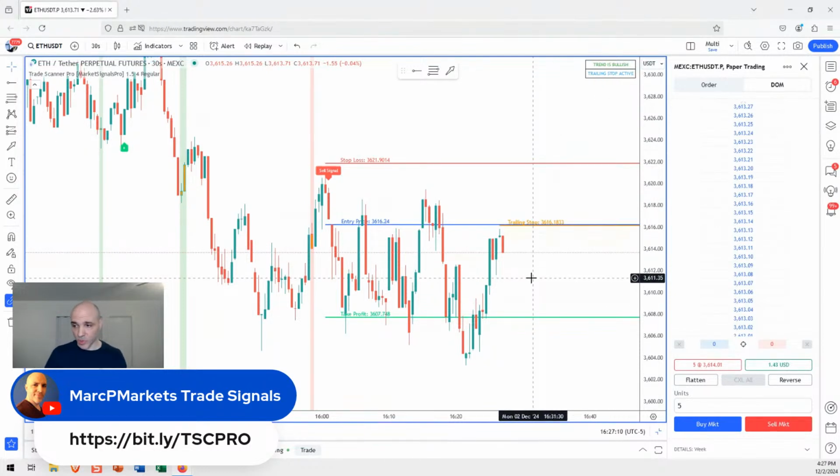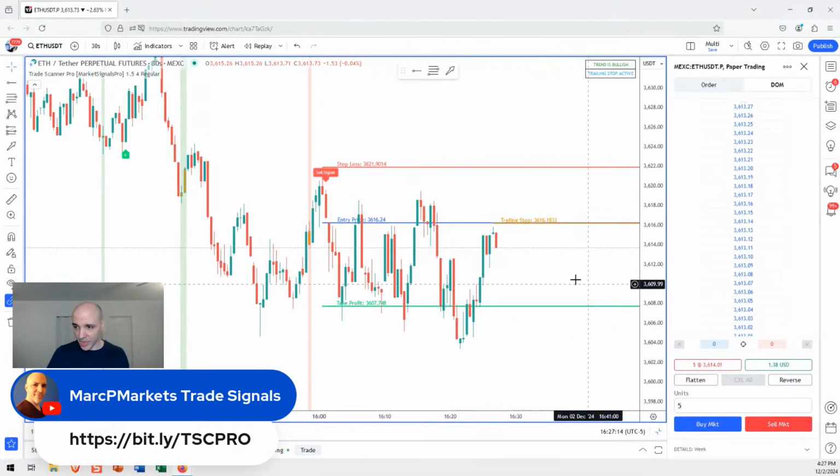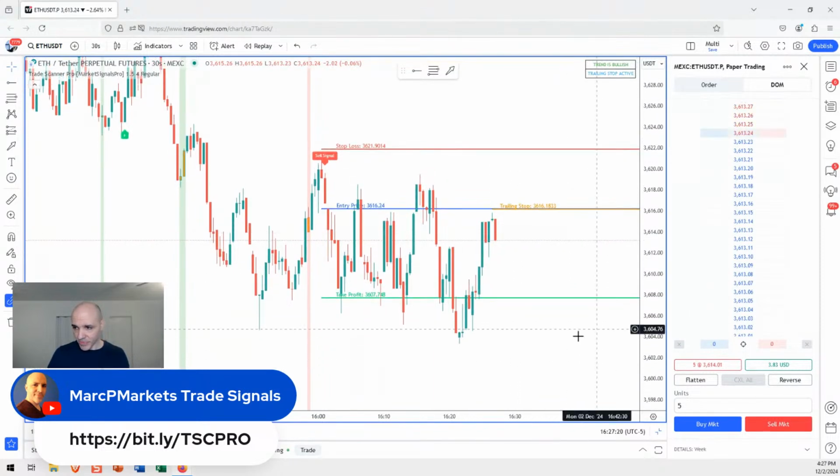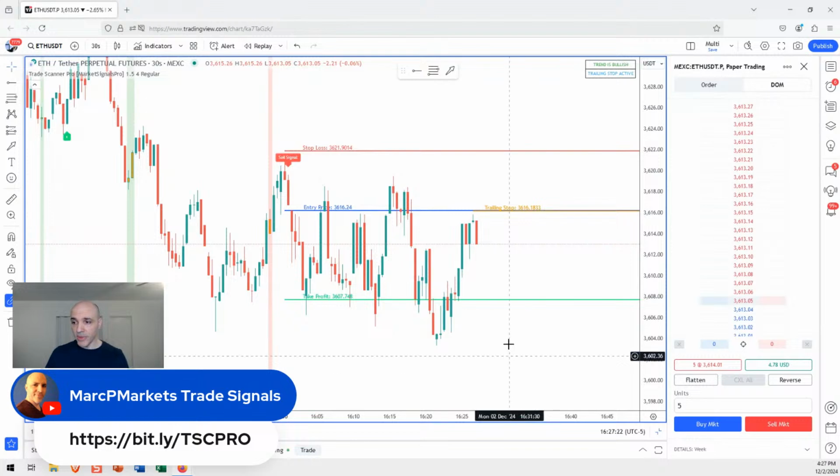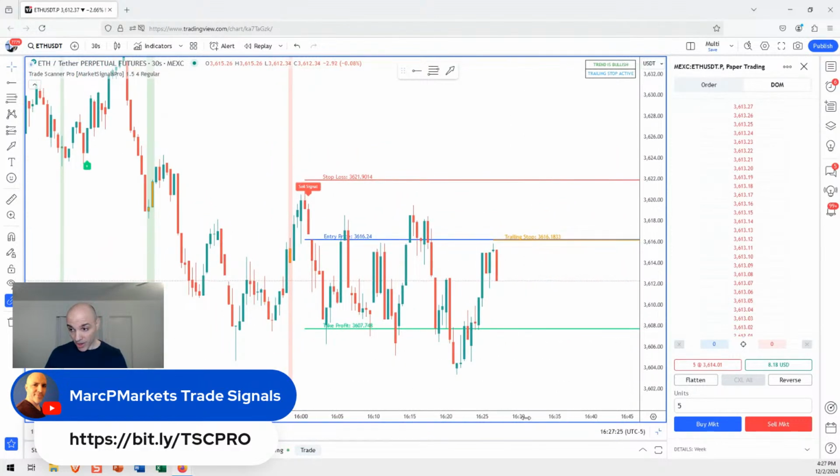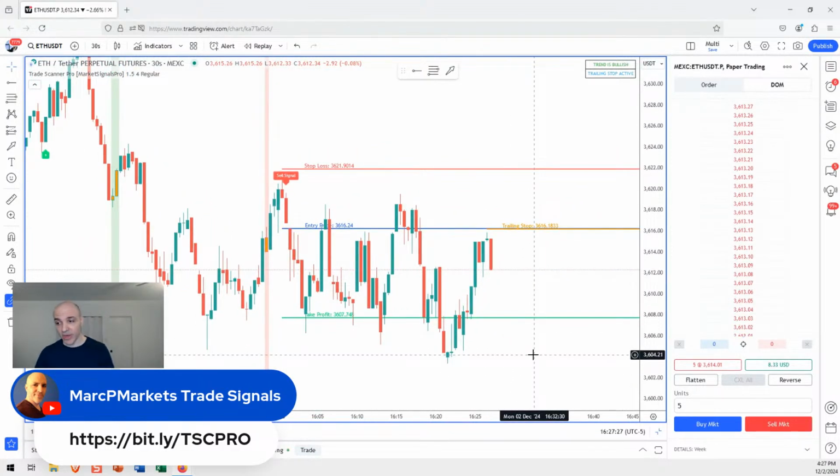Now, I'm not going to add to this one because I want to wrap this up and just get out of this thing. So I'm not going to add to this. I'm just going to keep it. If it wants to go back to the profit objective, maybe I'll just get out of it there. Again, to remind you, this is a 30-second chart. So the movement is very erratic.